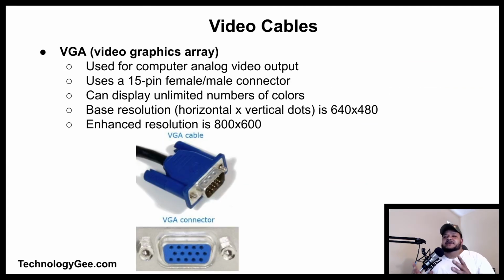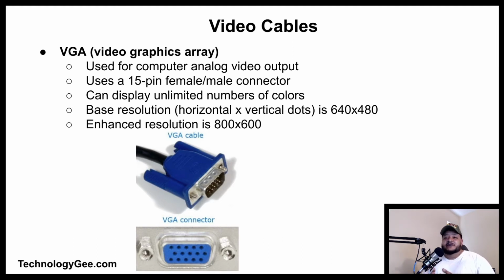VGA. So a video graphics array connector is a standard connector used for computer analog video output. A VGA card made for use with the standard analog monitor uses a DB15F or a 15-pin female connector, which plugs into the DB15M male connector used by the VGA cable from the monitor. By varying the levels of red, green, or blue per dot or pixel on screen, a VGA port and monitor can display an unlimited number of colors, but practical color limits are based on the video card's memory and the desired screen resolution. The base resolution, which is the horizontal and vertical dots of VGA, is 640 by 480.